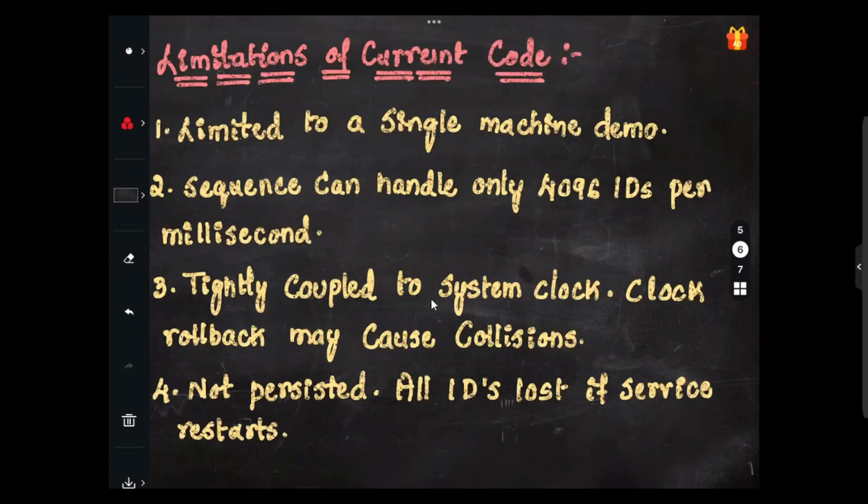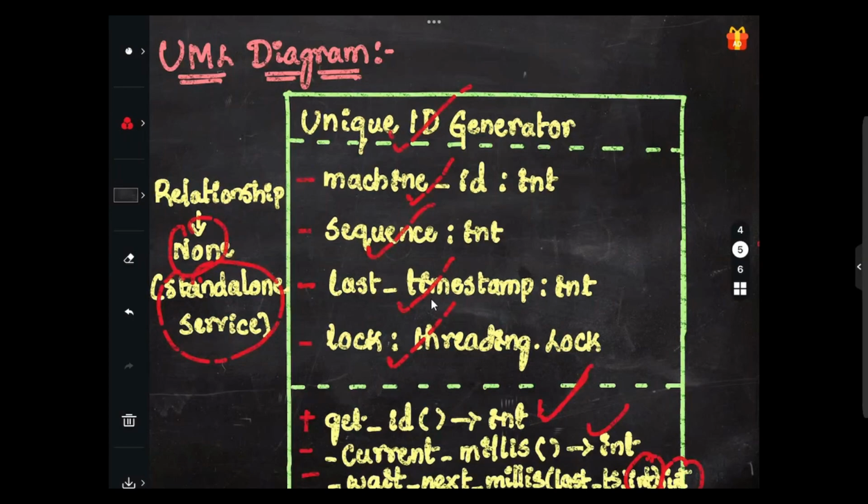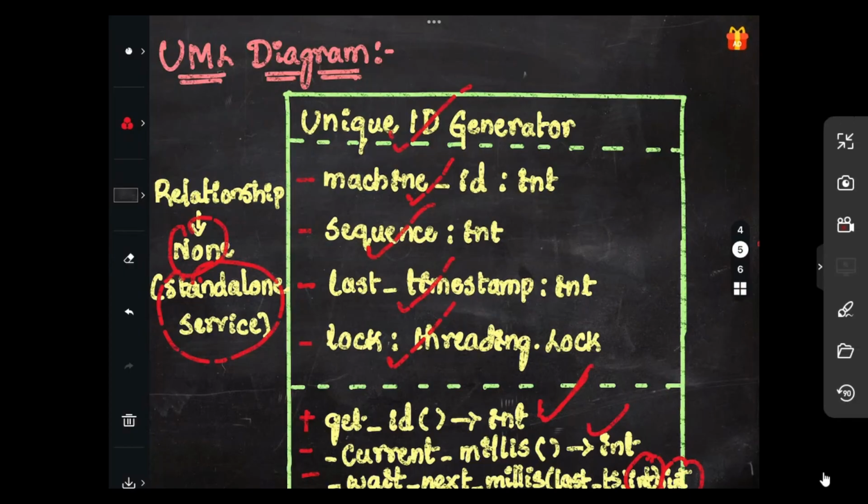Now, as we have discussed the UML diagram, let's quickly write the code and discuss the code, along with the output discussion as well. Just give me a second here.